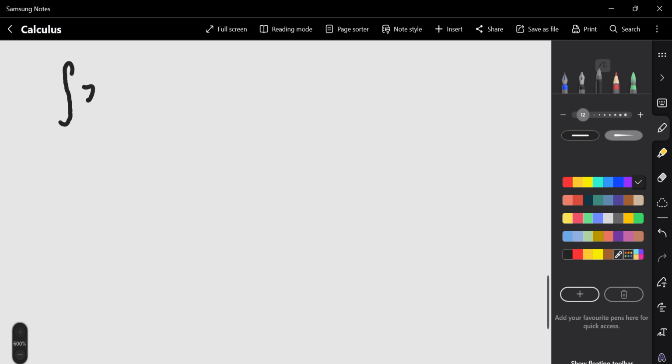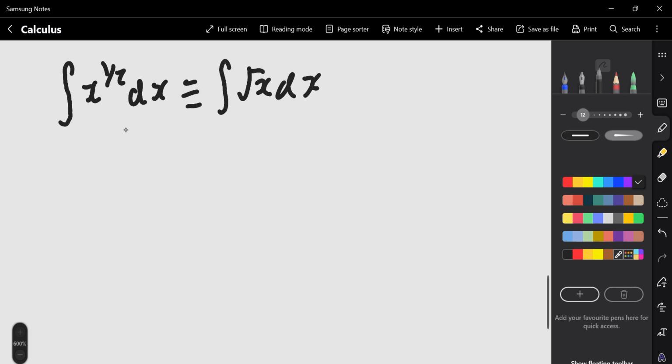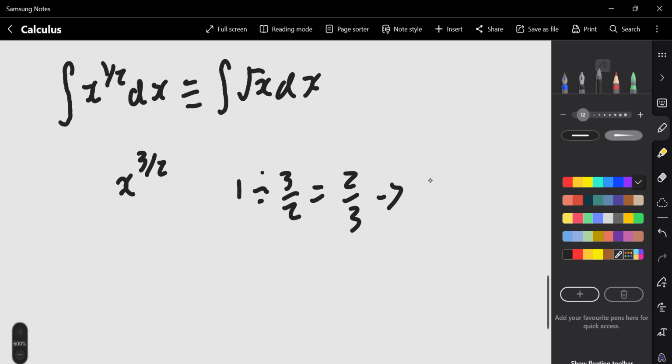Now, let's introduce some fractional powers. Let's do the integral of x to the half, which is, by the way, semantically equivalent to the integral of the square root of x. So if you see this in either form, this is how you do it. Same again, add 1 to the power, you're going to get x to the 3/2, and 1 divided by 3/2 is just going to give 2/3, and so our answer becomes 2/3 x to the 3/2 plus c.